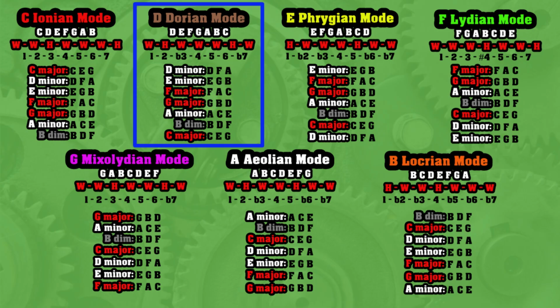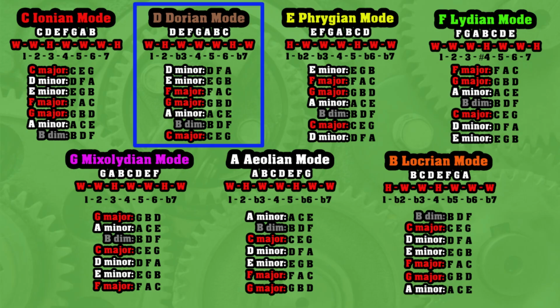Alright, so I just played some music in the D Dorian mode right there. I only used white keys on the piano. I only used 4 chords. I used the D minor chord, I used the C major chord, I used the G major chord, I used an F major chord. All chords that were found right in this D Dorian mode.